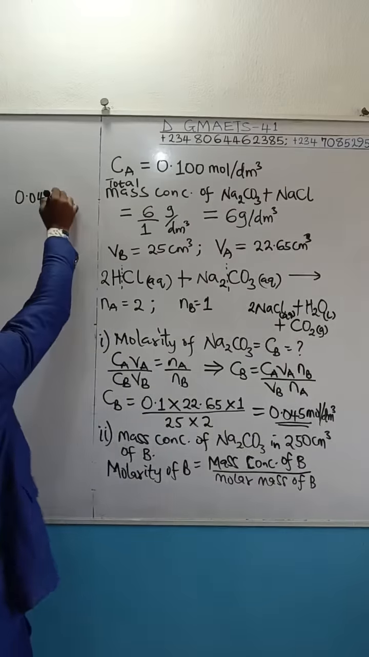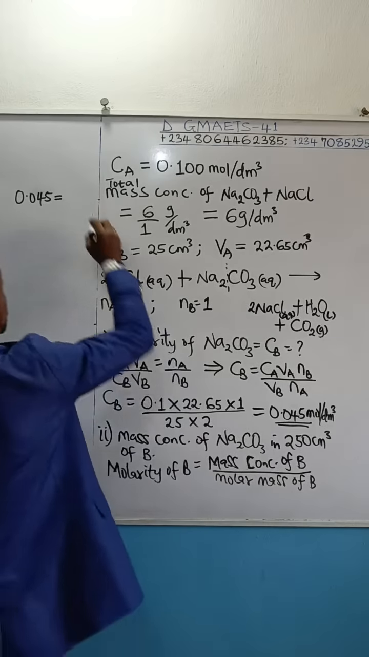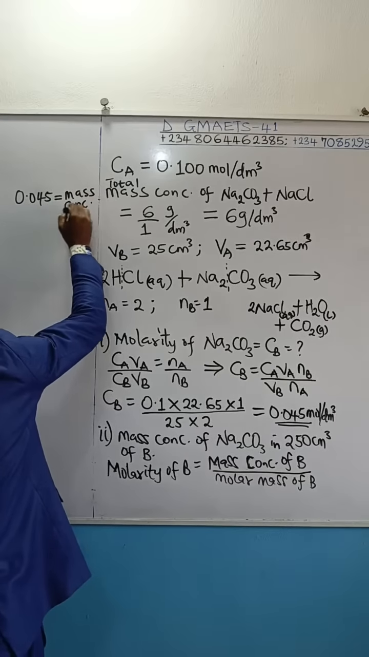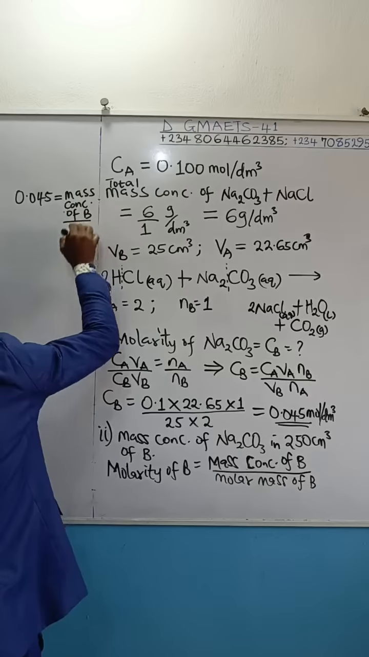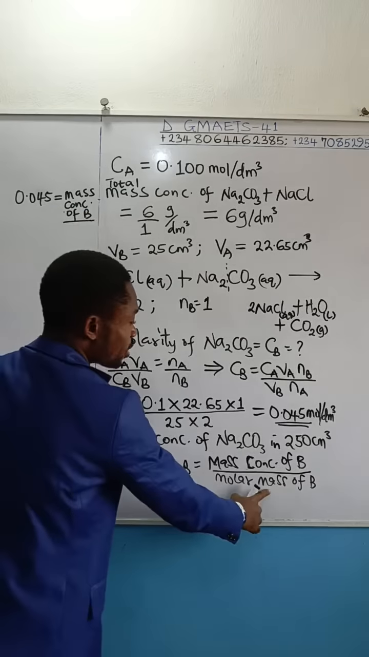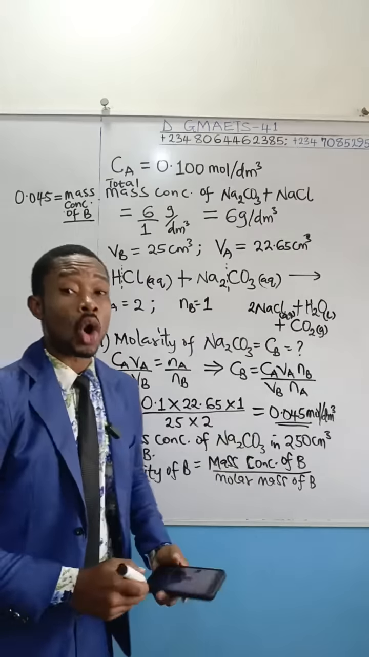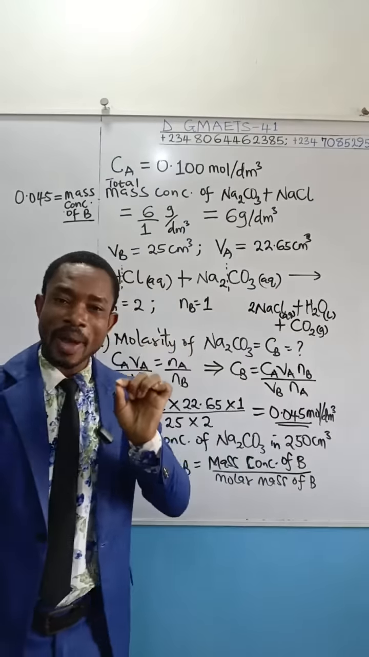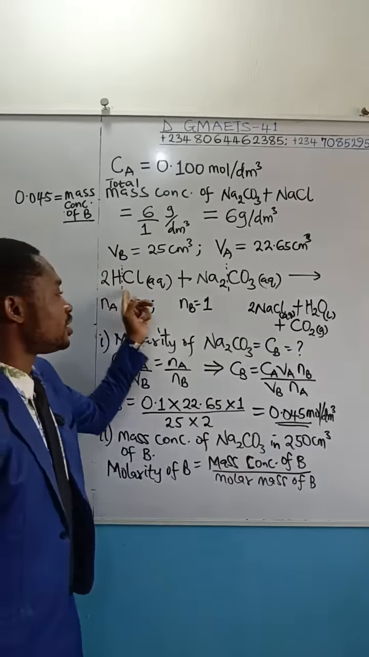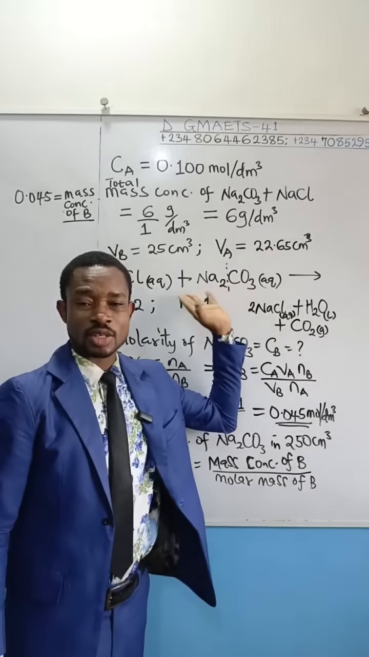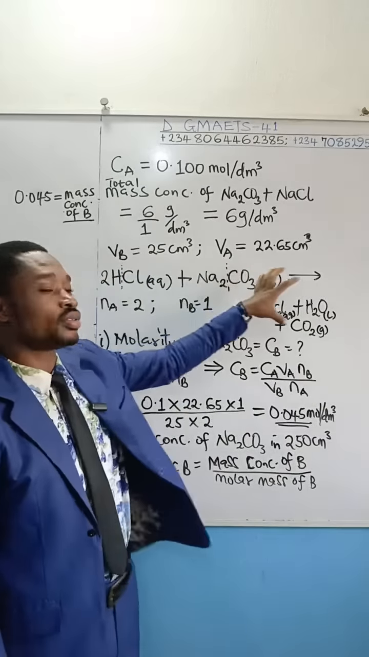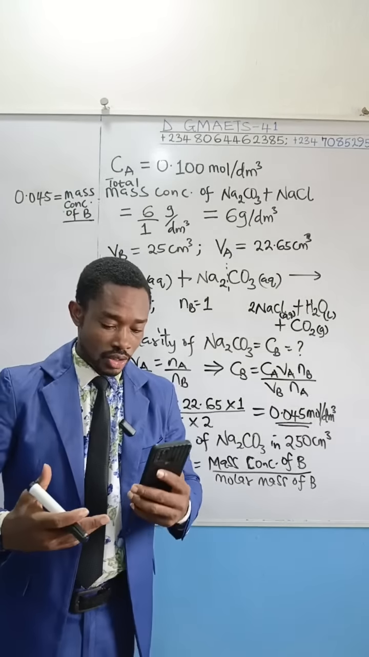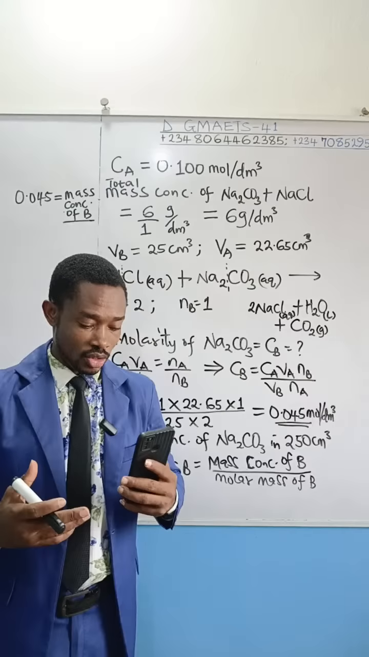We are going to equate this to mass concentration of B, which we don't know, mass concentration of B divided by molar mass of B. Molar mass of B, B is sodium carbonate. Although B is a mixture of sodium carbonate and sodium chloride, the part that is actually reacting with HCl in this reaction is the sodium carbonate. I explained that already when I was writing out this reaction equation. Therefore, we are going to use the molar mass of sodium carbonate only.